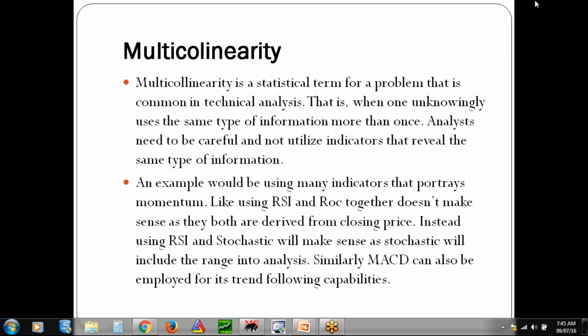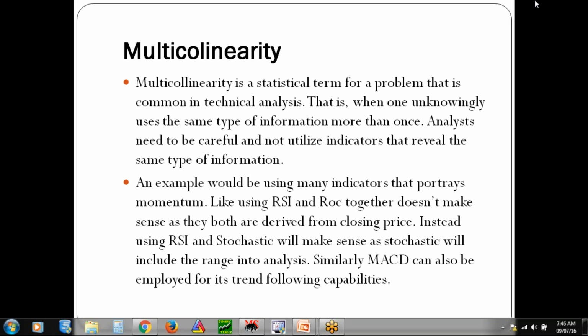And when we see so many indicators telling us the same thing, we often tend to get diverted, thinking that so many indicators are indicating sell, so this is a strong sell. No, this is not a strong sell. This is called a multi-collinear trap. You are getting trapped into the multi-collinearity thing, because they are telling us the same thing.